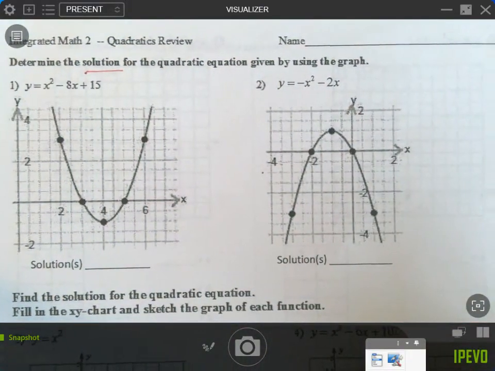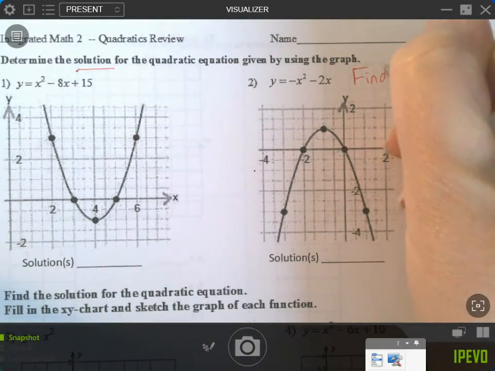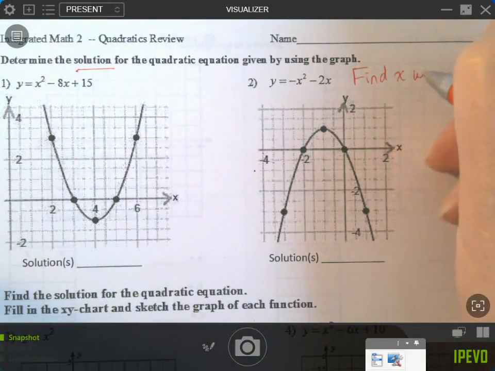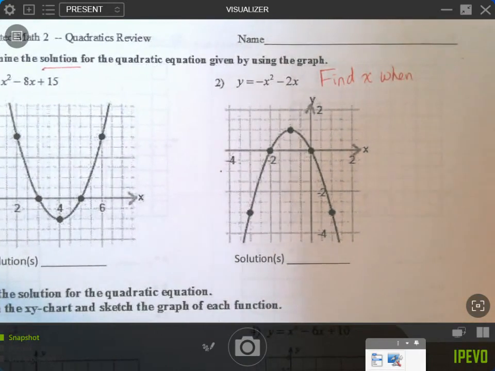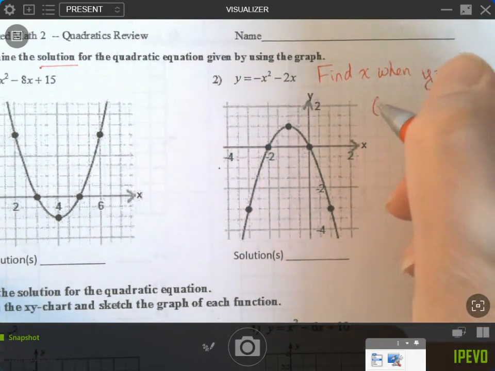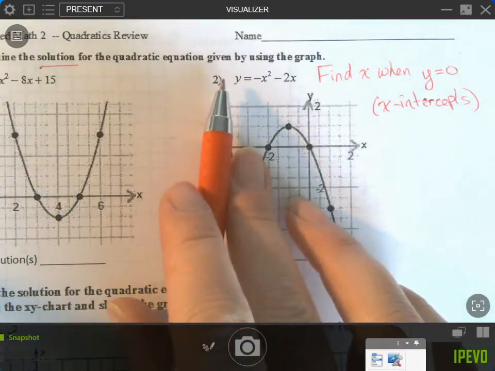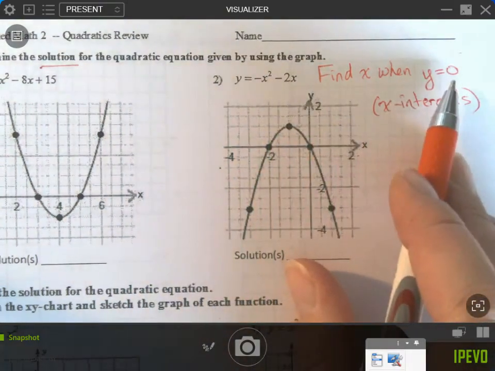Okay, when I'm asked to solve a quadratic, let's go back to the real basics. We are trying to find x. Do you remember what you're doing? Find x when y is 0. Yeah, you got it. When y is 0. So when you find x when y is 0, you're really looking for the x-intercepts. Where does it hit the x-axis? So when you were solving these, remember we would set them equal to 0. So find x when y is 0.